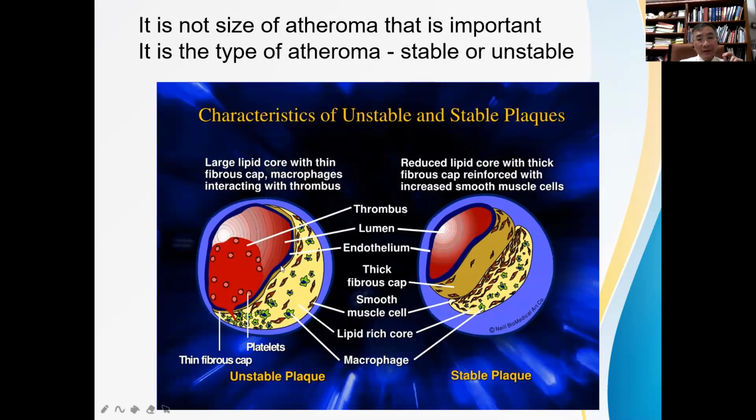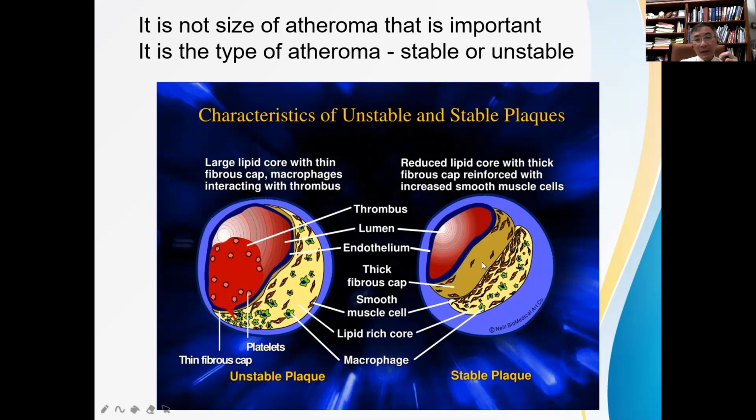There will be a thin cap or a thin covering for the lipid, and there will be a lot of macrophages or inflammatory cells within the lipid-rich atheroma. And when the plaque ruptures because of the thin covering, the lipid touches the blood, and a thrombus forms.